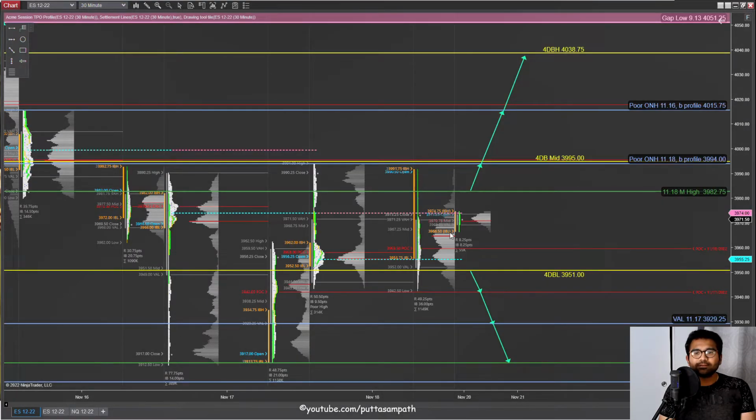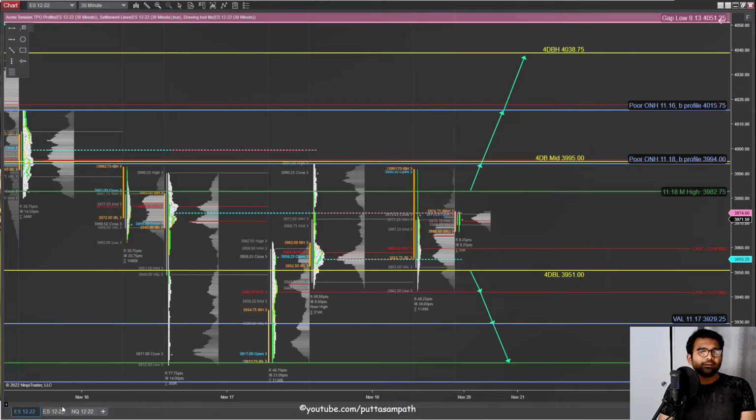So just to summarize, on market profile, we are going to be observing a balance rule. That is, as long as the price stays within 4038.75 and 3951, it is going to be choppy, and with a breakdown or breakout of this balance zone, you want to go in that direction because the move is going to be impulsive and you don't want to fight that.